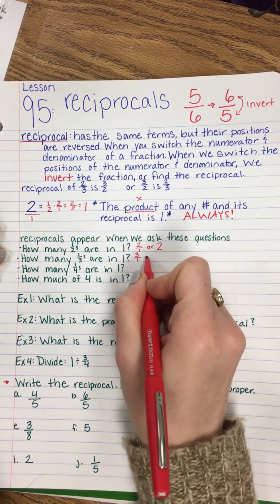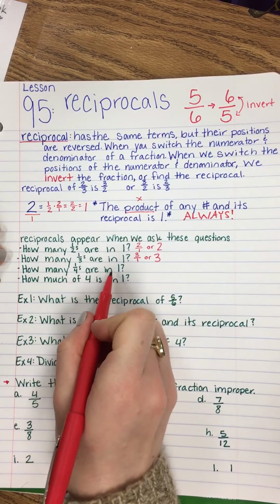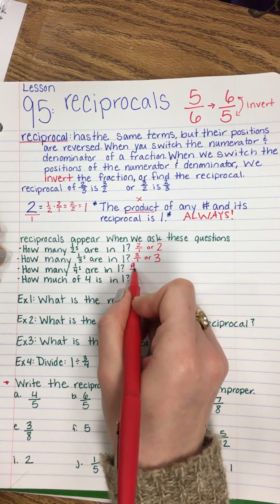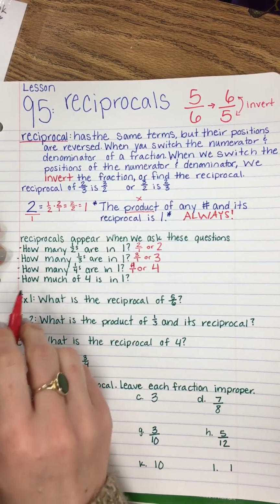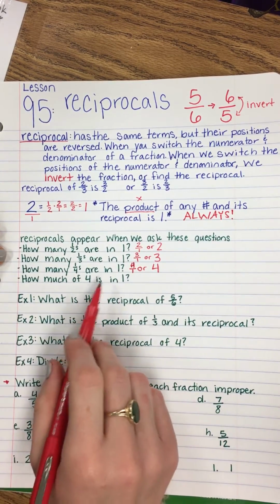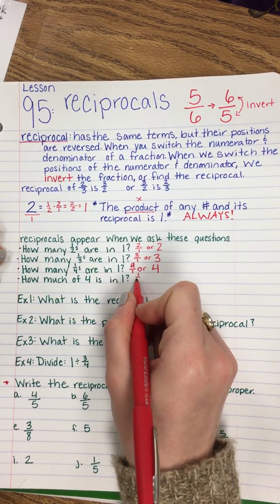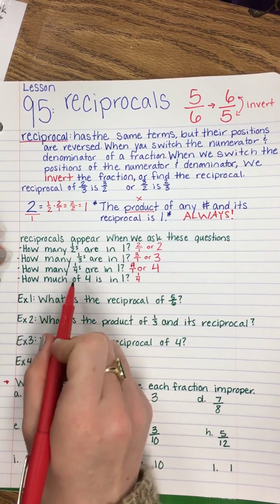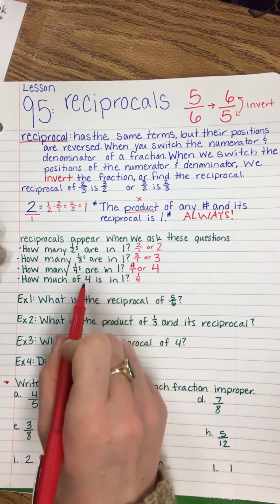Or 3, right? How many 1/4 are in 1? There are 4 fourths in 1. Or 4. How much of 4 is in 1? Ooh, they reversed the question. Well, that's easy. How many 4s are in 1? There's 1. How much of 4 is 1? 1 is 1/4 of 4, right?